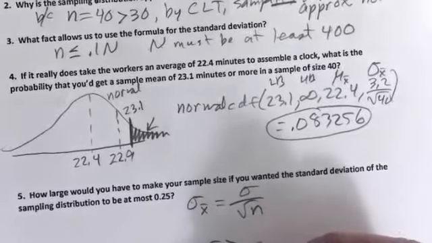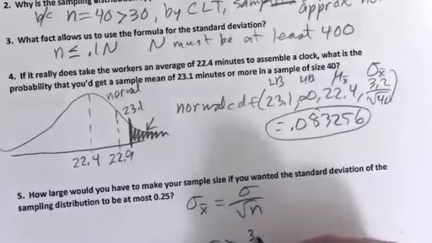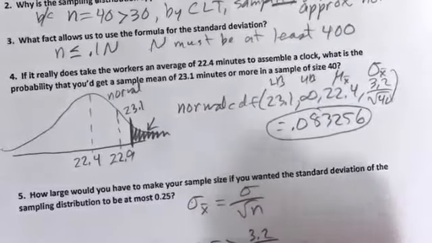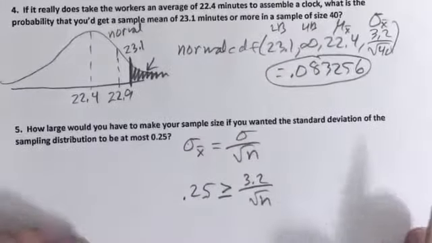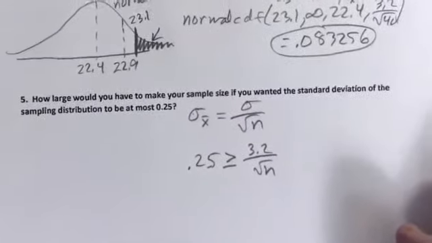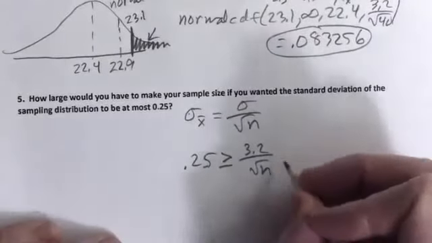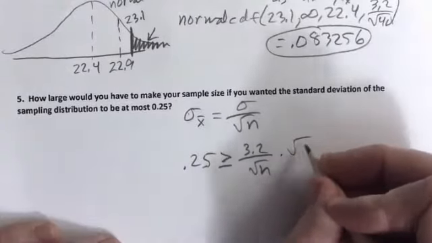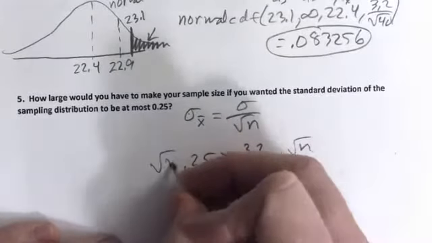And so our sigma is 3.2 over the square root of n. And so we just have to solve this for the square root of n. I'll just use my algebra skills to multiply both sides by the square root of n to get it out of the denominator.